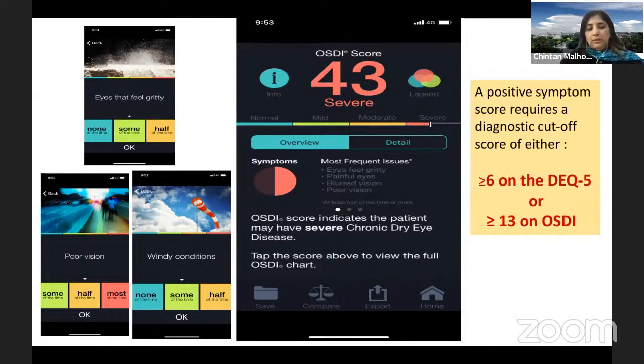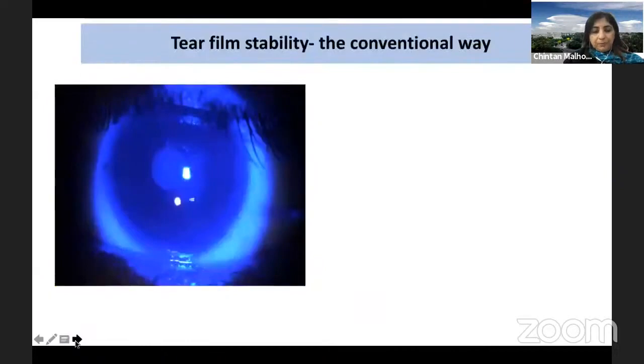So it's a very good tool to explain to the patient what problem they have, as well as a record for the future. And a positive symptom score requires a diagnostic cutoff of either greater than 6 on the dry eye questionnaire 5 or greater than 13 on OSDI. So these apps are extremely, extremely useful.